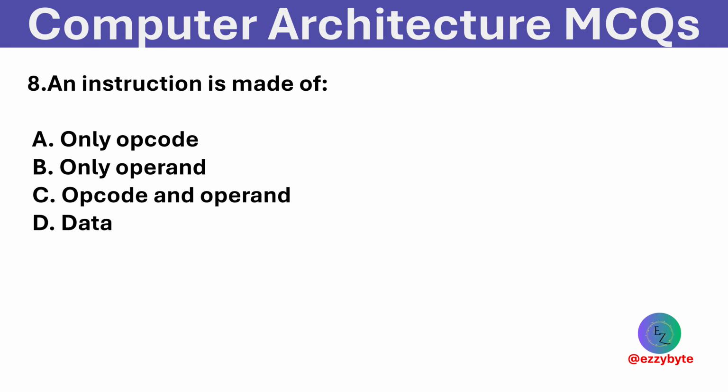An instruction is made of. Options are only opcode, only operand, opcode and operand, and data. Option C is correct. Instruction consists of an operation code and operand.